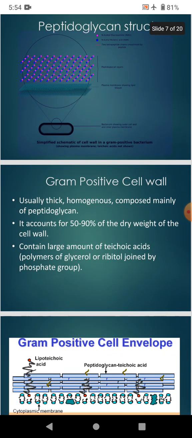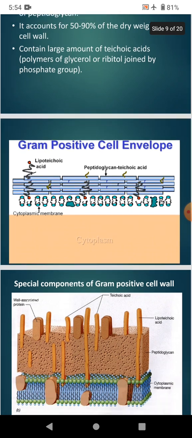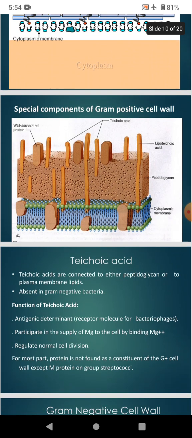Next, the gram-positive cell wall. The gram-positive cell wall is usually thick in nature, homogeneous, and composed mainly of peptidoglycan. It accounts for 50 to 90% of the dry weight of the cell wall. It contains a large amount of teichoic acid. This is the structure of the gram-positive cell envelope. Then these are the components of the gram-positive cell wall.